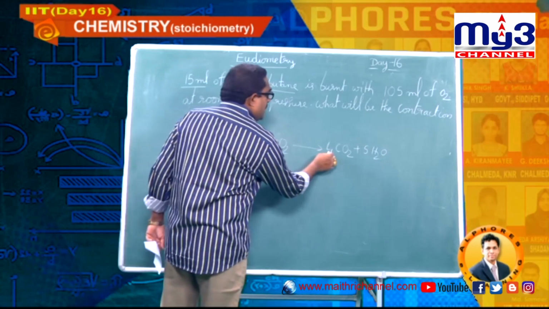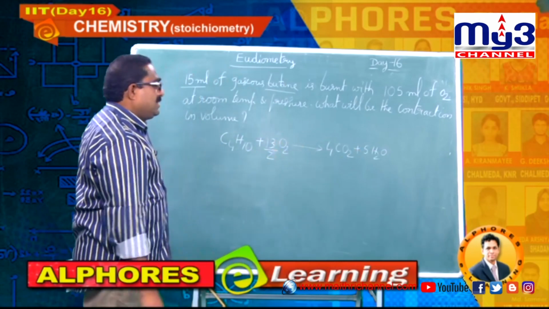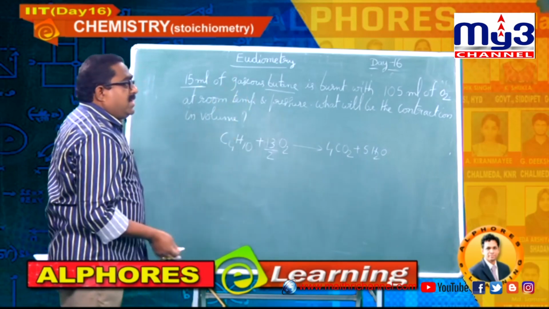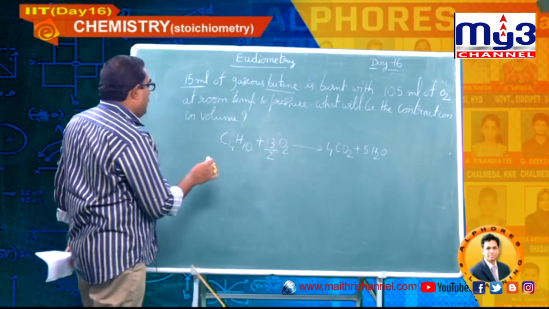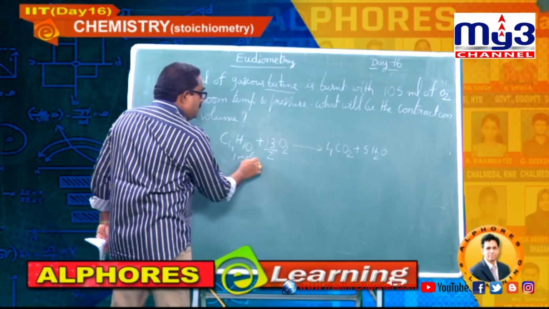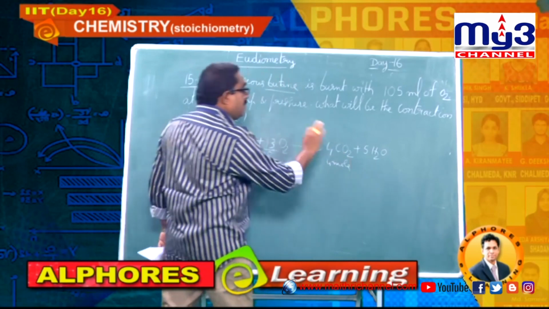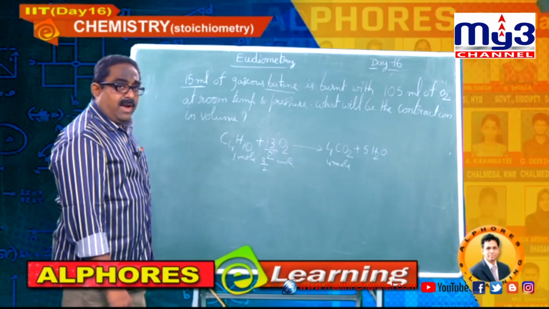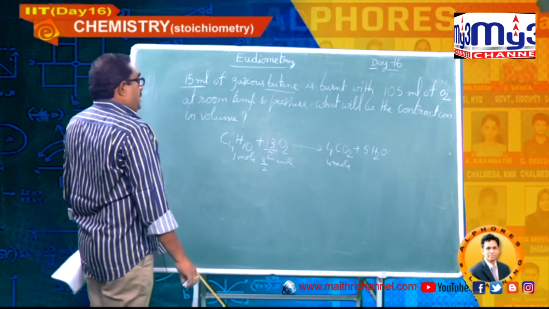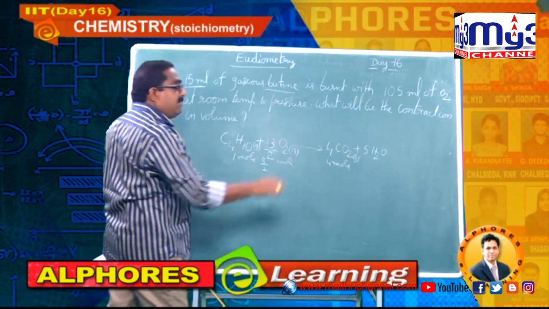Now balance the oxygens. 4 into 2, 8 plus 5, 13. So you should balance this with 13 by 2 oxygens. Here 15 ml of gaseous butane is burnt, meaning complete combustion. So moles, I am writing now: 1 mole butane needs 13 by 2 moles of oxygen and forms 4 moles. Don't write H2O because it will be liquid. Only contraction in volume he is asking. He has given gas and gas, only the contraction of gas volume we have to calculate.